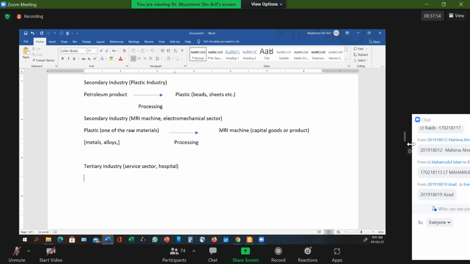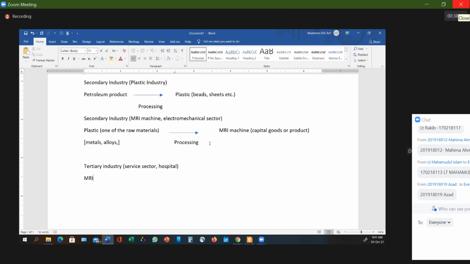Okay. Here the raw material you're taking is an MRI machine, and here they are not making goods; here it is processing and providing service. So there is processing involved. But the output is not a good, but a service, like diagnosis for patients.